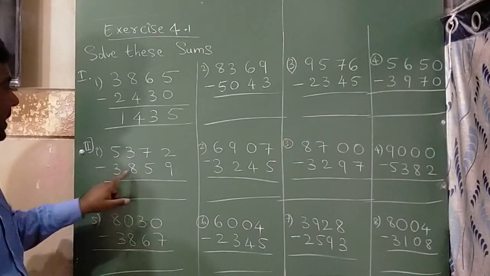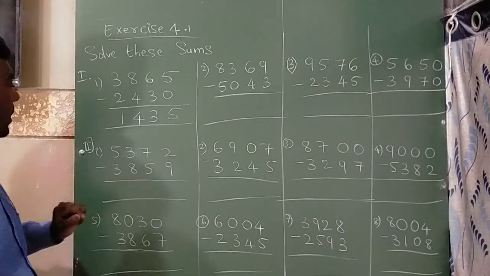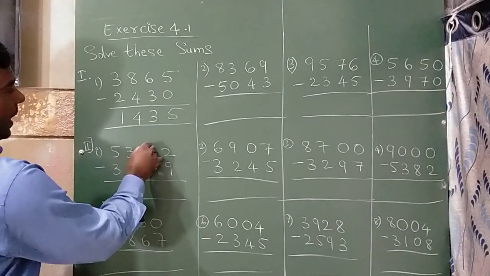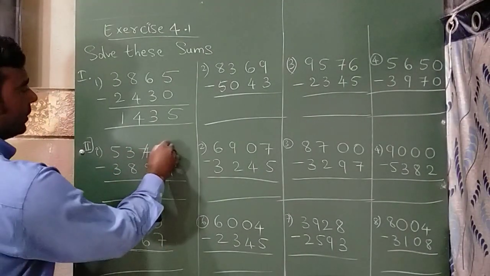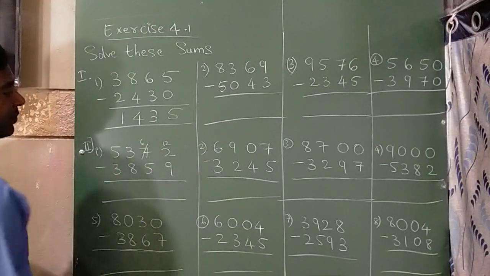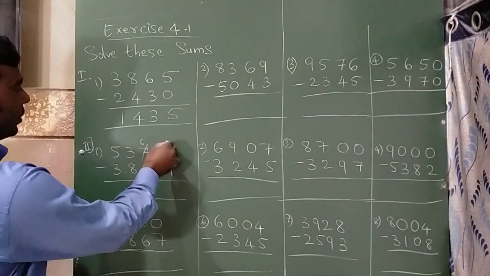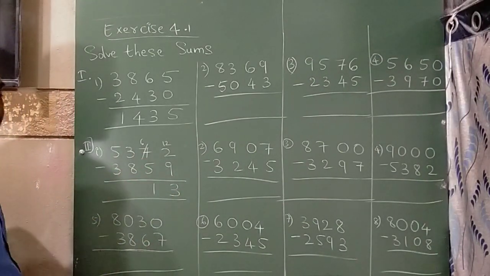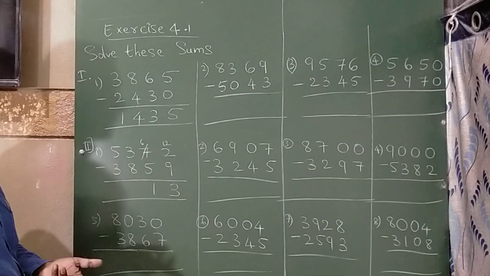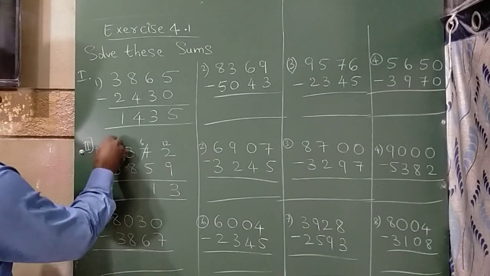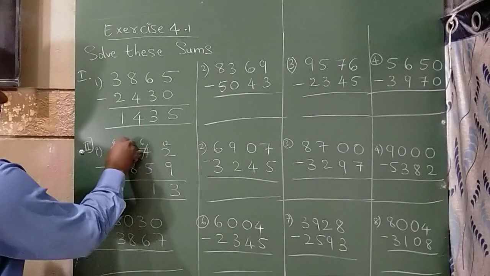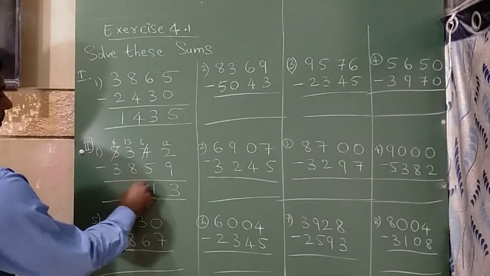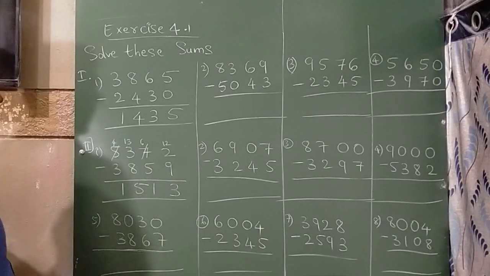5372 minus 3859. Okay, so 2 minus 9, this cannot be subtracted. So I am going to borrow this. If I borrow, this will become 12 and this will become 1 less, that is 6. So 12 minus 9 is 3. 6 minus 5 is 1. Again 3 minus 8 cannot be subtracted. So I am going to borrow. If I borrow, this will become 1 less and this will become 13. So 13 minus 8 is 5 and 4 minus 3 is 1.